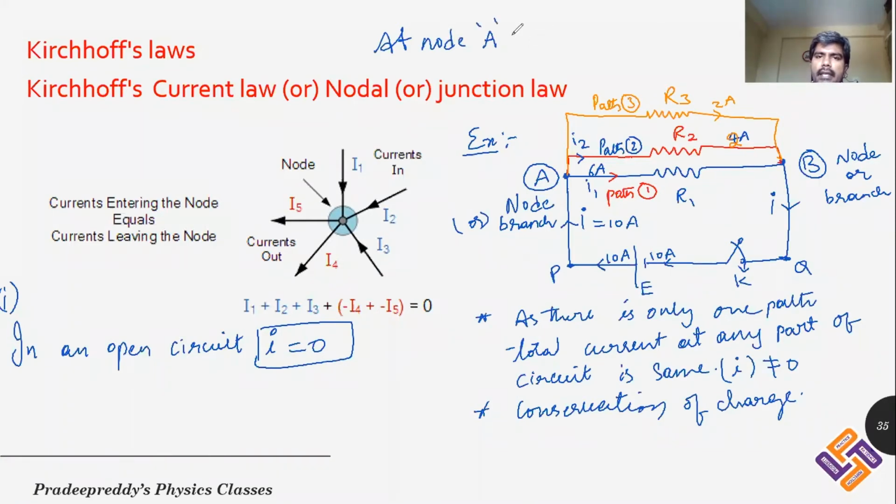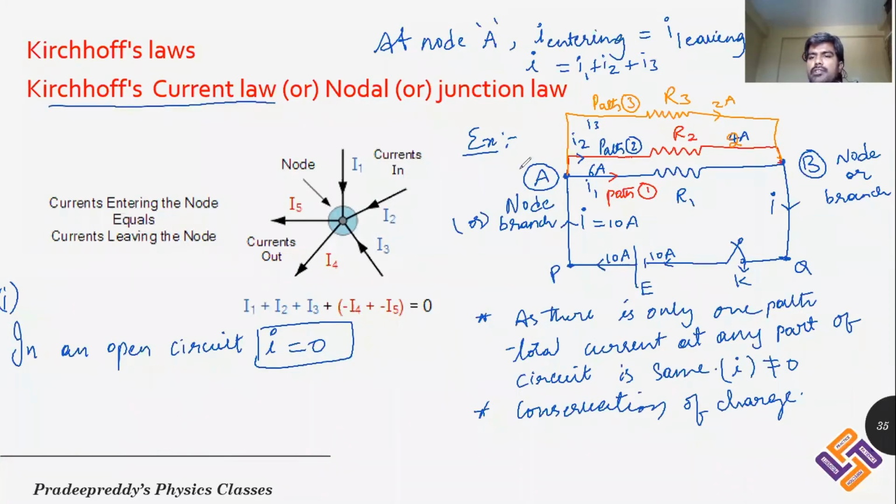So at node A, you can write current entering is equal to current leaving. How much current is entering there? I is the amount of current entering this nodal point A. Current leaving will be I1 plus I2 plus I3, because parts I1, I2 and I3 are traveling through these different paths. Therefore, I is equal to I1 plus I2 plus I3. This is called Kirchhoff current law.